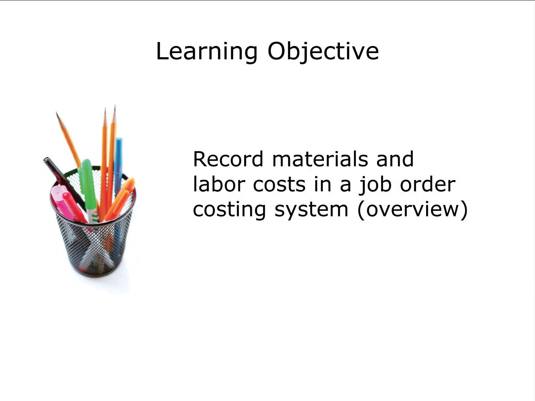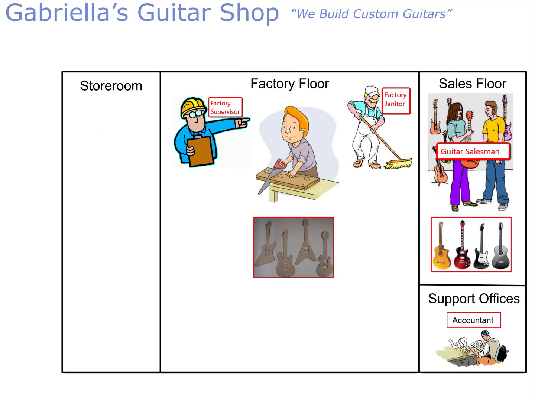The next learning objective is to record materials and labor costs in a job order costing system. This is just an overview. Now that we've talked about the differences between job order costing and process costing, for the rest of the chapter we'll focus on job order costing only.